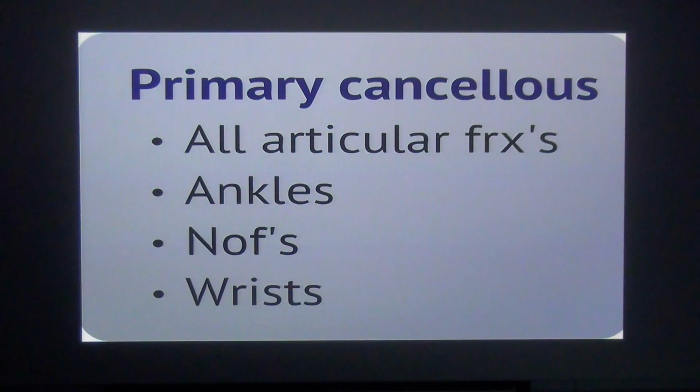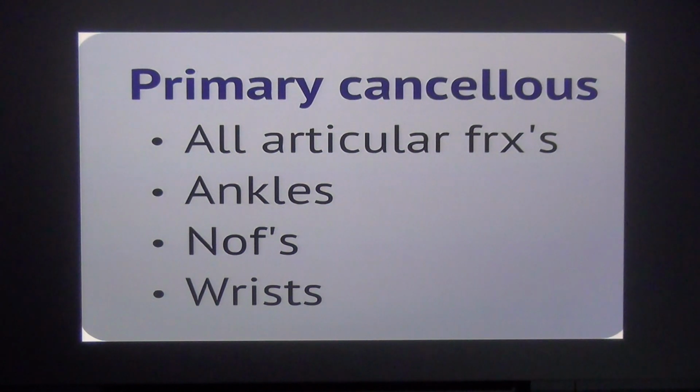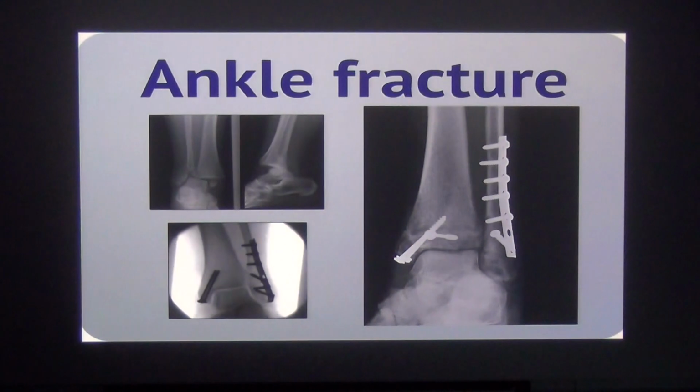So when you think about primary cancellous healing, you do wonder why it's never been brought up before. Because it's pretty much every single fracture we fix almost. Think of all articular fractures, ankles, knees, wrists. Let's take some examples. So here's an ankle fracture. It's a bimalleolar ankle fracture with a classic lateral displacement. And it's been fixed with, what mode of fixation is that? Absolute or relative? Absolute stability.